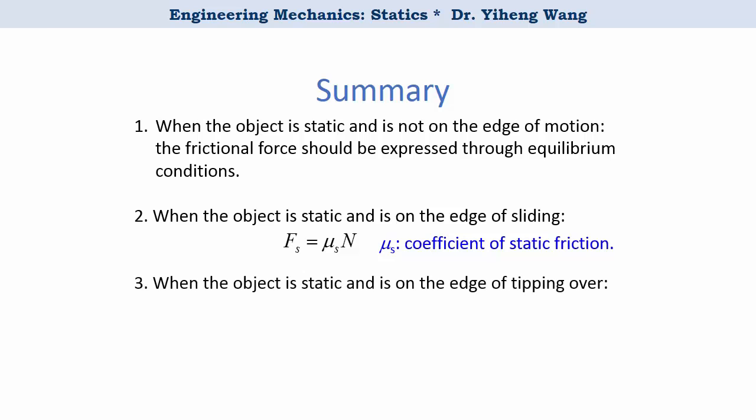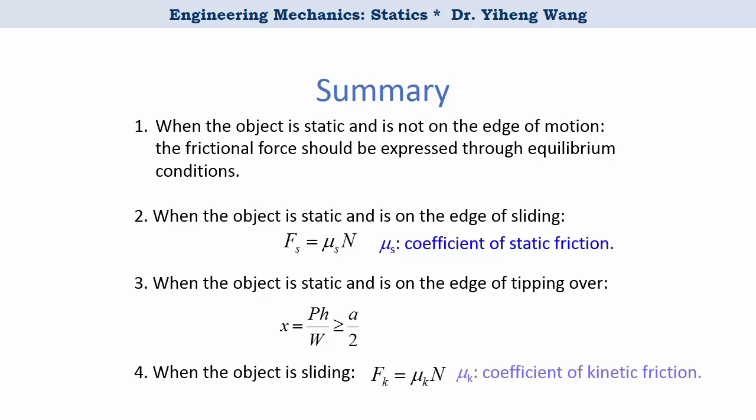Or when the object is static but is on the edge of tipping over. This is when X calculated from moment equilibrium places the location of the normal force at the edge of this object. When the object is sliding, now the frictional force is kinetic frictional force and equals mu k times N, with mu k being the coefficient of kinetic friction.